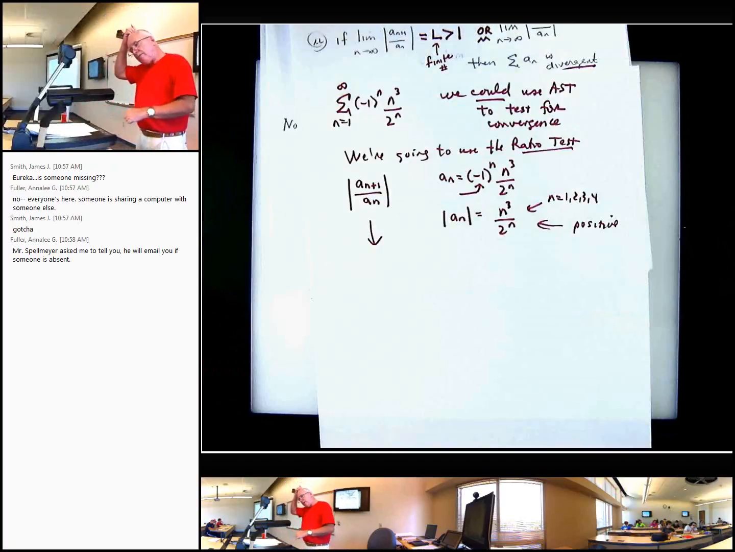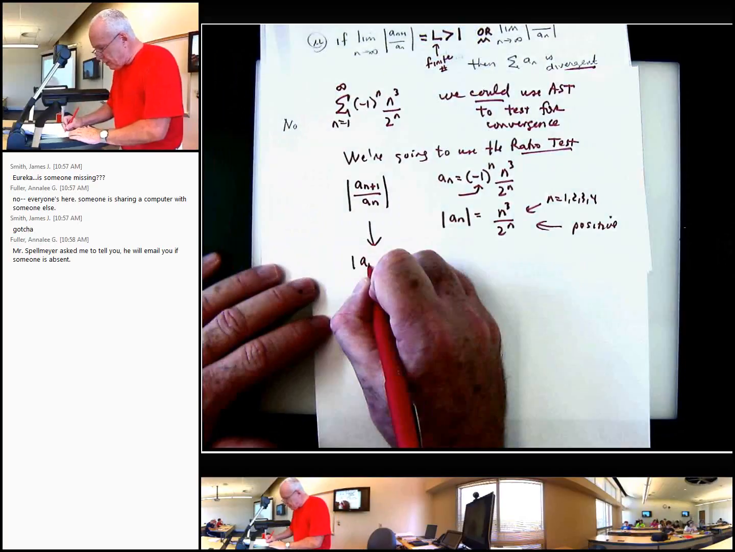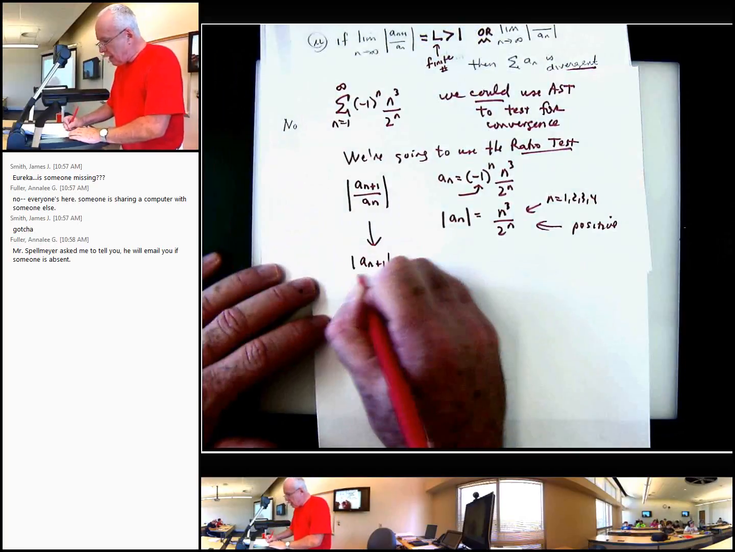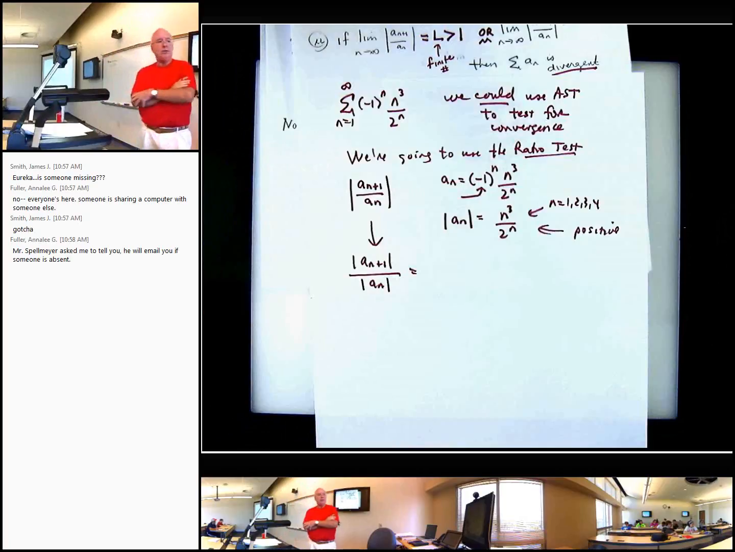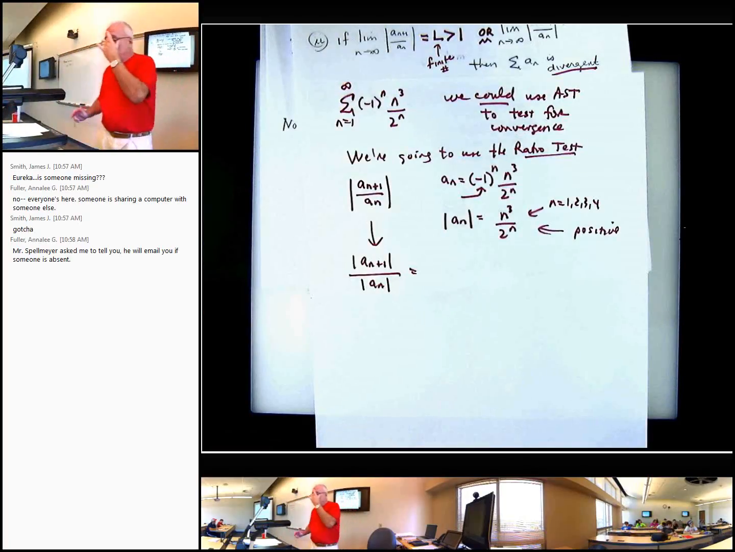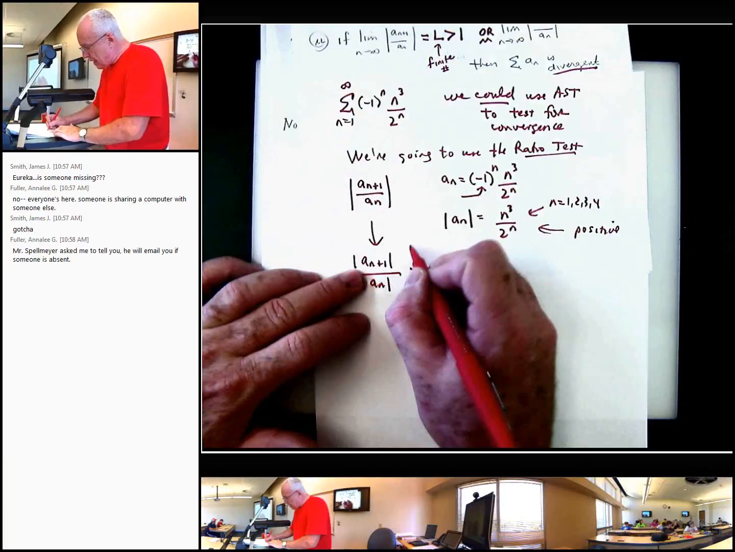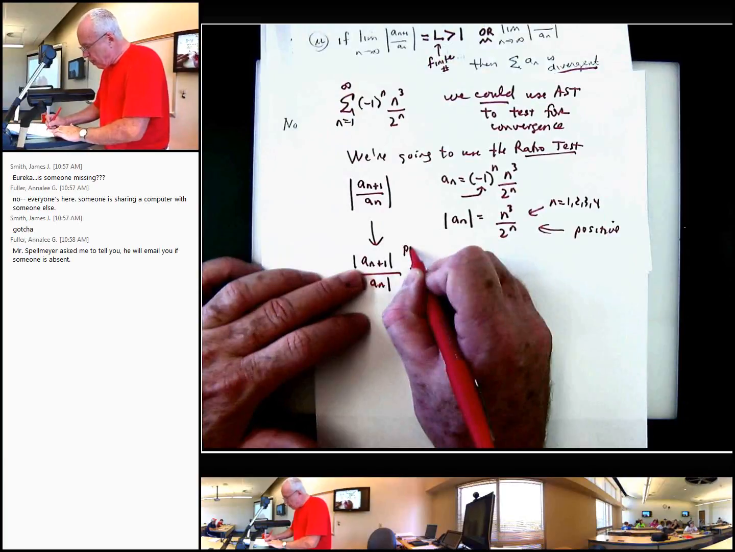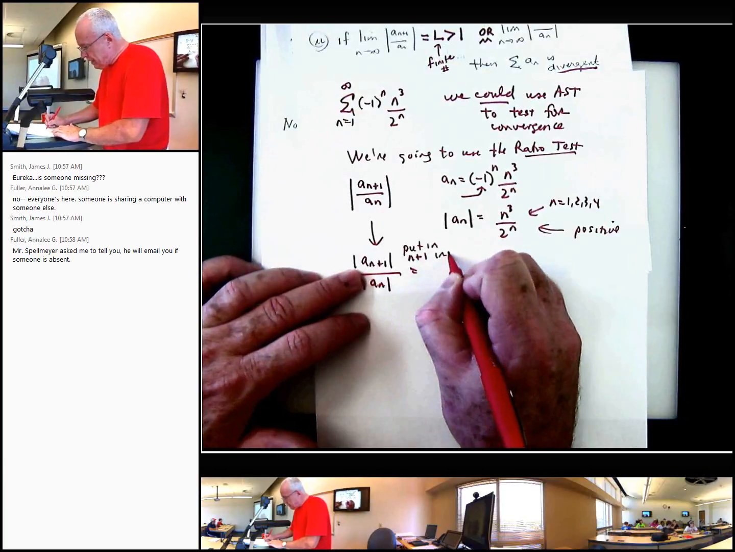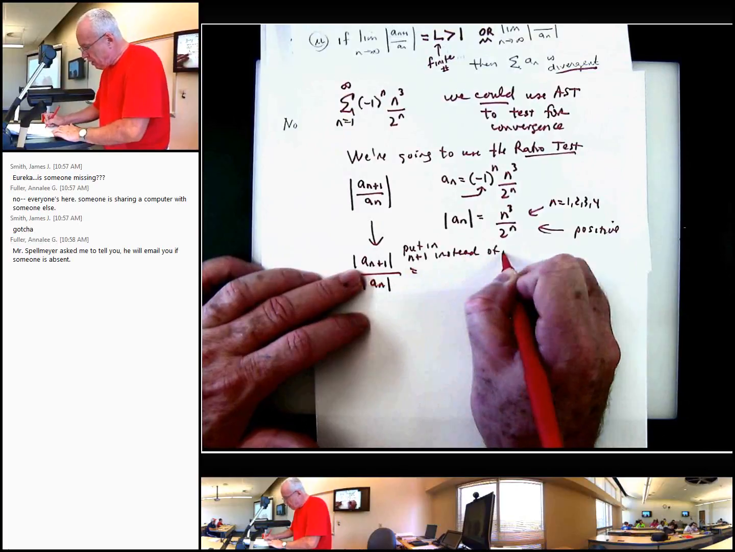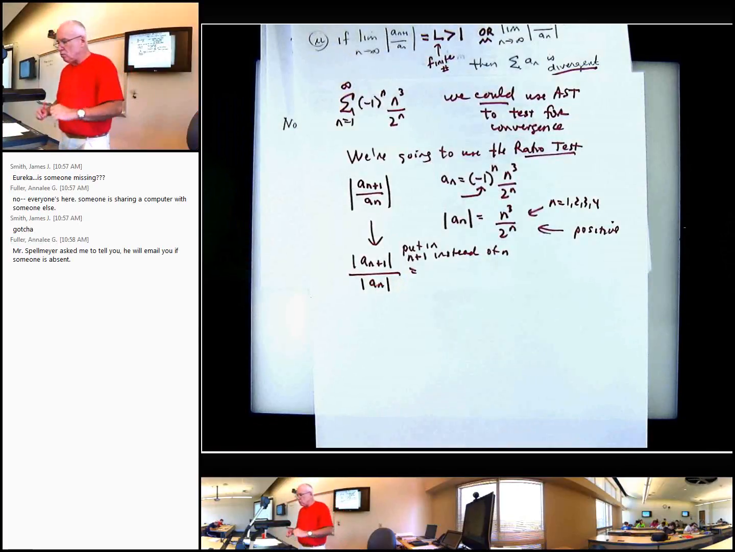Okay, first of all, I've got to put the absolute value of a sub n plus 1. I can separate it out like this if I like, over the absolute value of a n. And now for the absolute value of a n plus 1, I have to put in n plus 1 instead of n. So you have to be a little careful here with this. This is n plus 1.